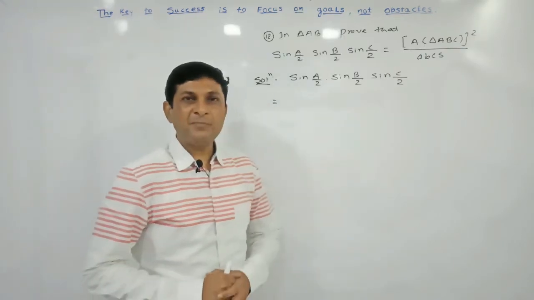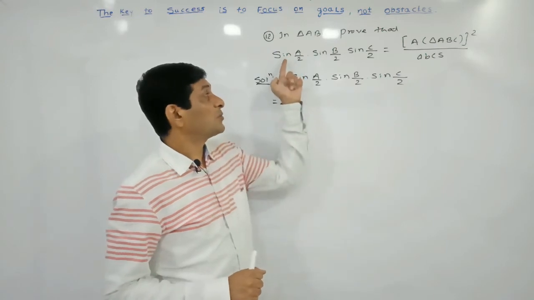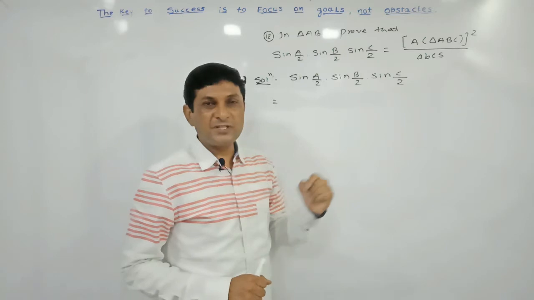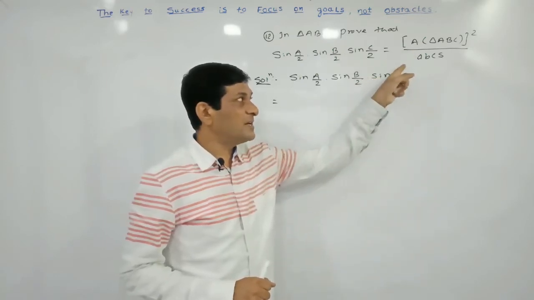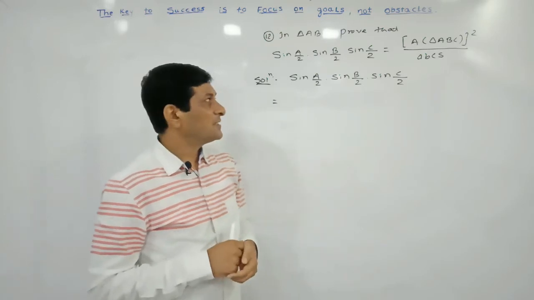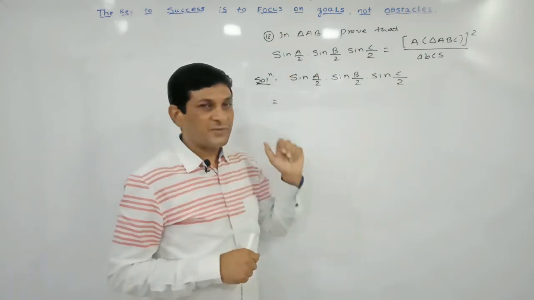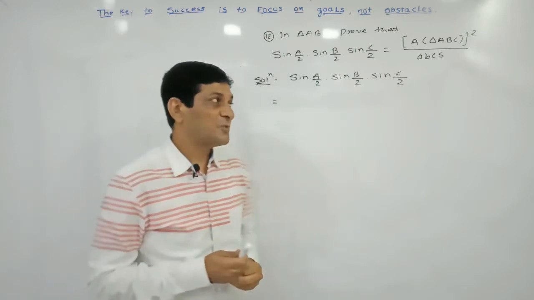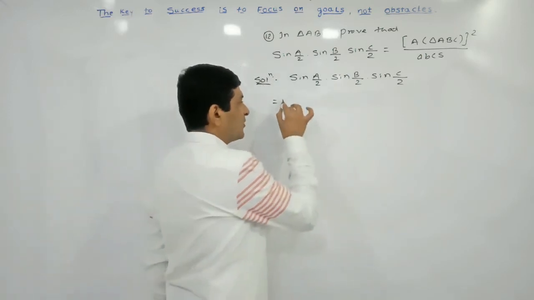See, in example number 12, we are going to prove that sin(A/2) sin(B/2) sin(C/2) is equal to the square of the area of triangle ABC divided by abcs. So here consider the left hand side. All the terms are in the form of half angle formulas. That's why we are able to apply half angle formulas.